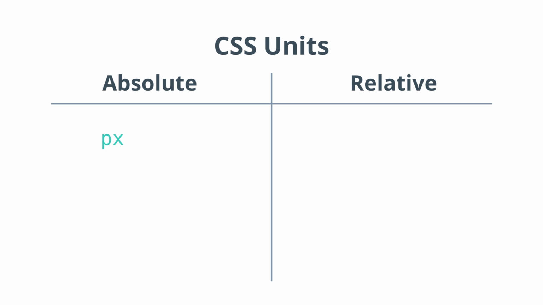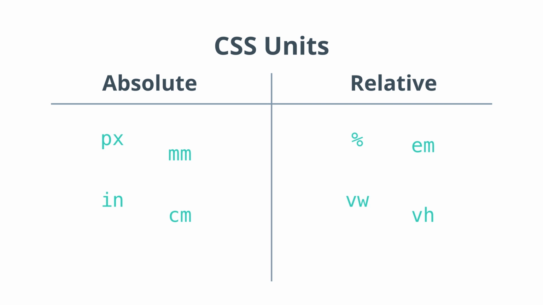But pixels aren't the only unit of measurement used in CSS. There are actually a lot more. For absolute units, pixels are the most common. However, there are others like millimeters, inches, and centimeters, but these are rarely, if ever, used. For relative units, we already know about percentages, but there are others like ems, viewport width, and viewport height.